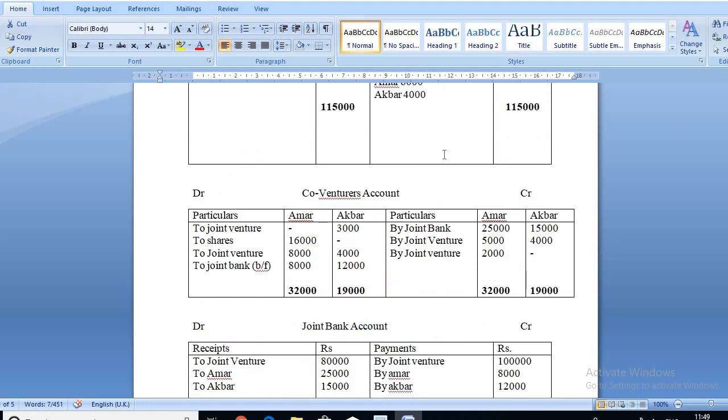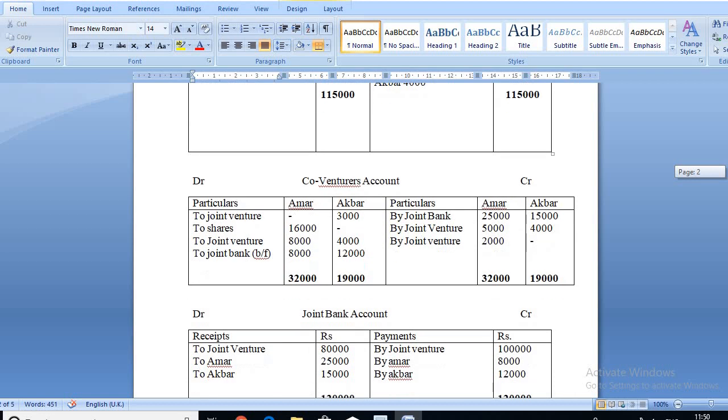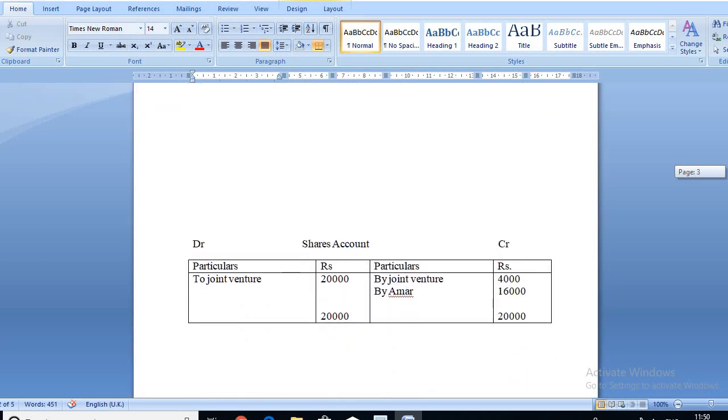So in Amar's account, debit side 16,000, because Amar is receiving the shares, so debit the receiver, or the shares are coming to the business, or shares are coming to Amar. That should be debited. So this is the problem, an adjustment with shares taken over by a co-venturer. This is the joint venture account, this is the co-venture account, this is the joint bank account, and this is the shares account. Okay, thank you, students.